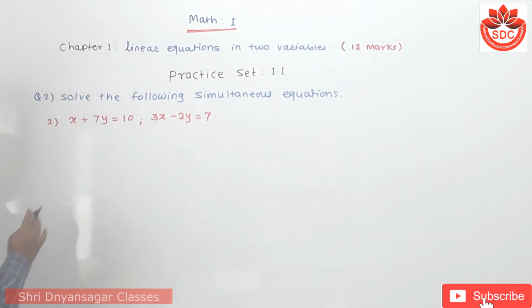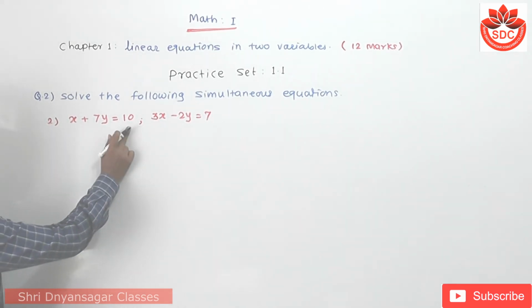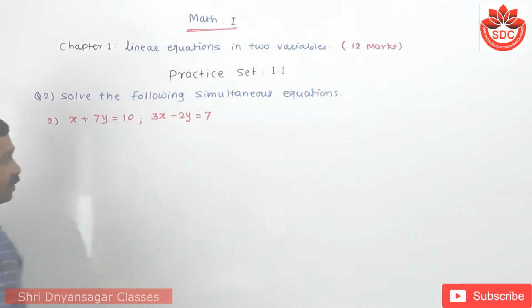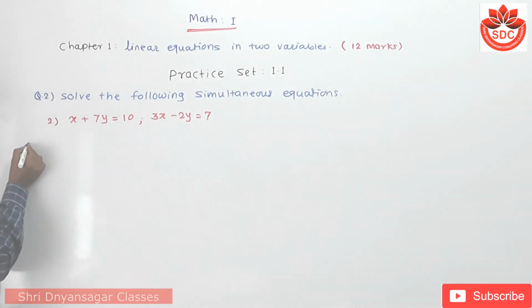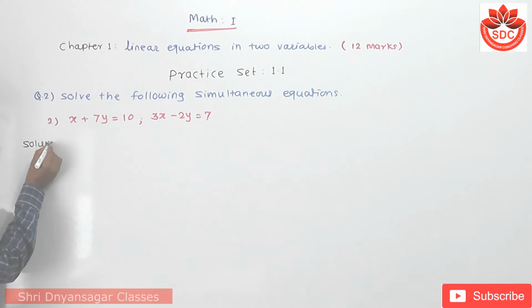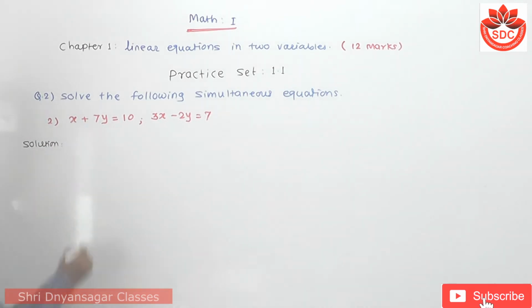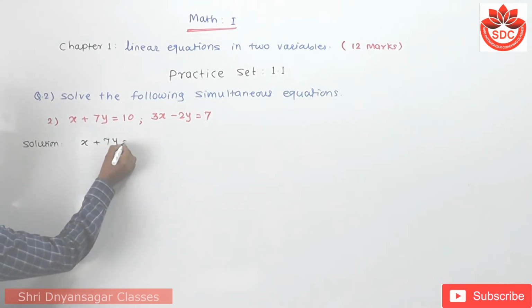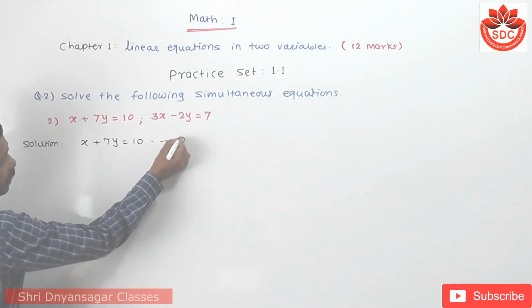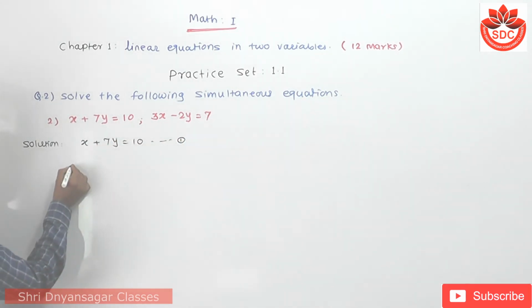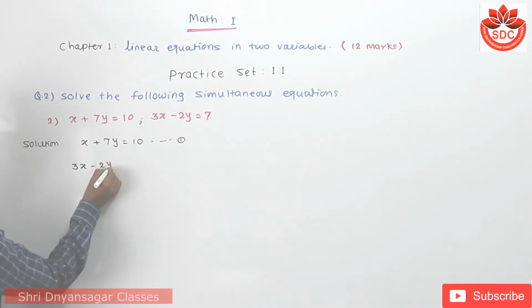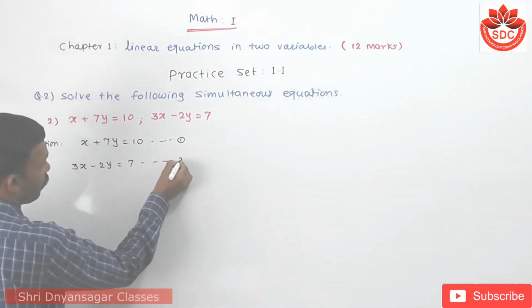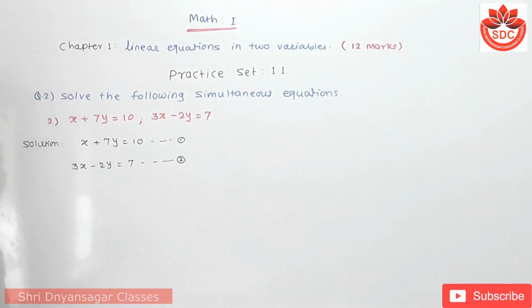Okay, question number second. The equations are x plus 7y is equals to 10 and 3x minus 2y is equals to 7. The solution of this equation is, now first I have taken the equation numbers here. First one is x plus 7y is equals to 10. Suppose that this is equation number first. And second one is 3x minus 2y is equals to 7. Equation number second.